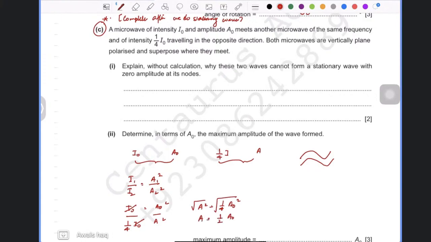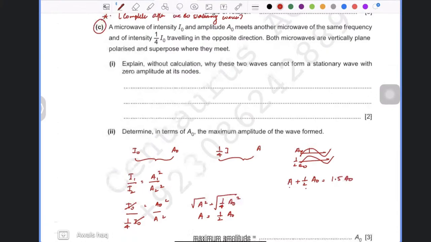Now, if they meet constructively, one wave has A0, the other one has half A0. So the maximum will be when they meet constructively, when they add up. So it's going to be A0 plus half A0, 1.5 A0. Is it clear, everyone?